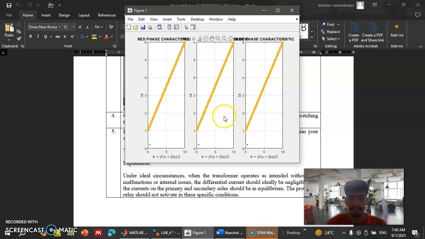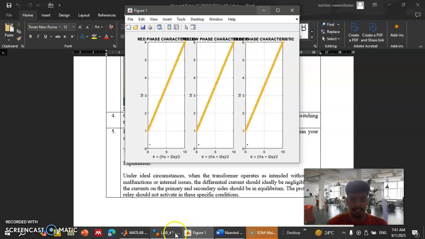Under this condition, when the transformer operates without any malfunctions or internal issues, the differential current should ideally be negligible, and the current on the primary and secondary side should be in equilibrium. The protection relay should not activate in these specific conditions, as already explained below.